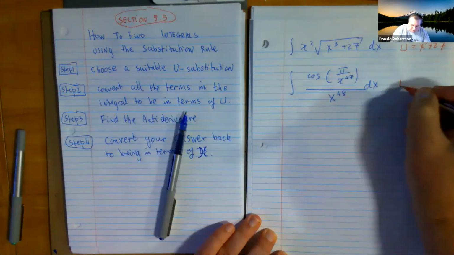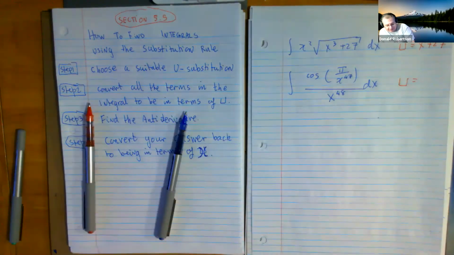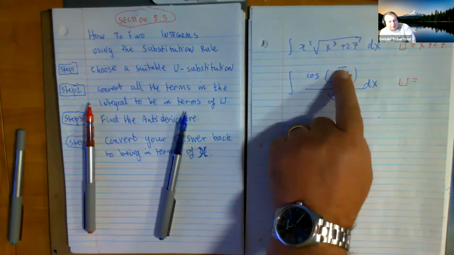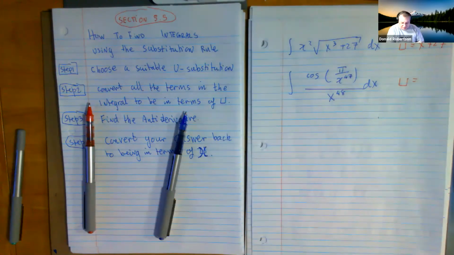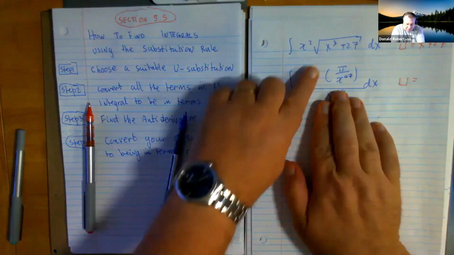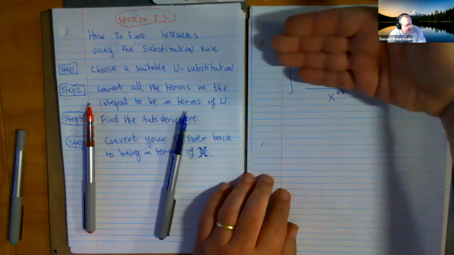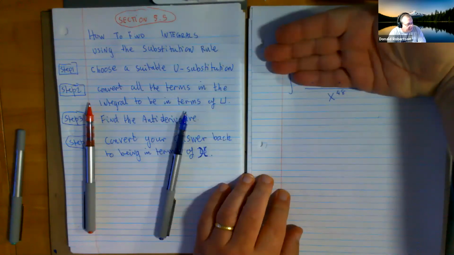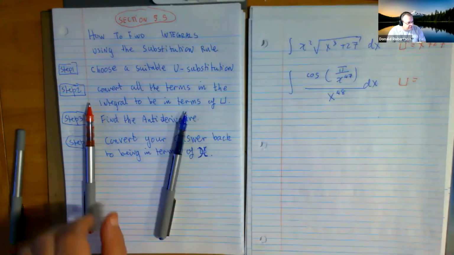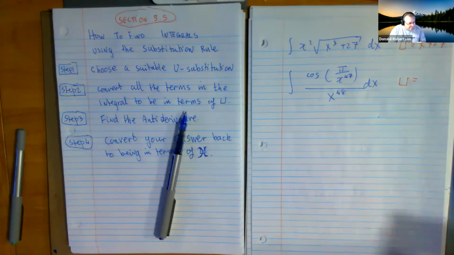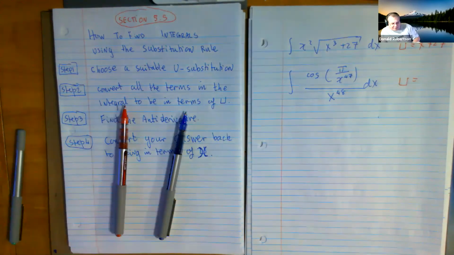But this time we have a choice. Cosine, the ugly guy, or the denominator, right? That's the choices. So is it going to be pi over x to the 47, the ugly guy inside the cosine, or is it going to be the x to the 48? To me, that's the only two realistic choices. That's a bit of a guess now, because we haven't done that combination, although we have done one very similar to it.